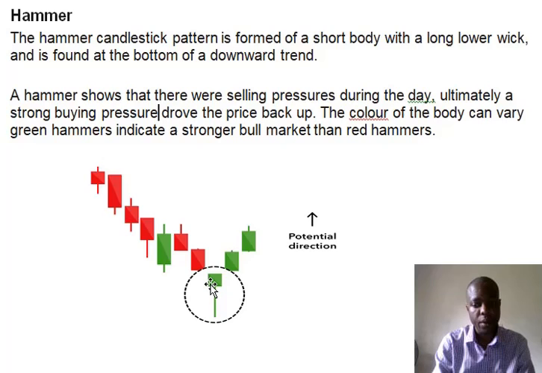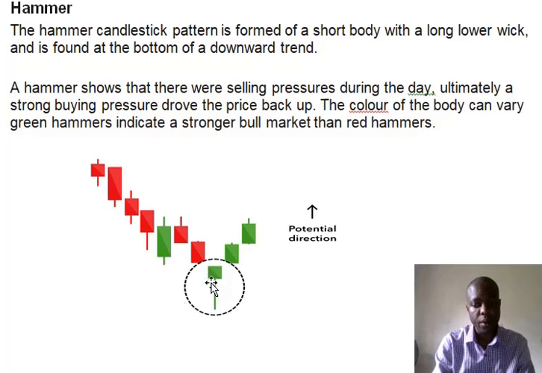The color of the hammer body can vary. The green hammers indicate a stronger bull than the red hammers. If you see the green hammer, it indicates a stronger buying pressure than the red hammer, as you can see.